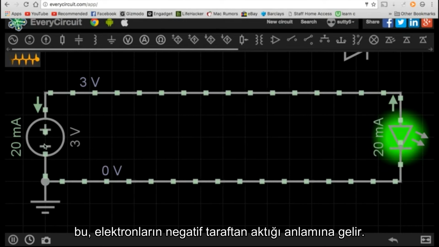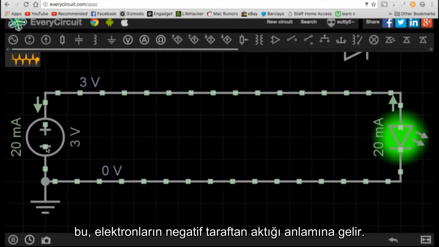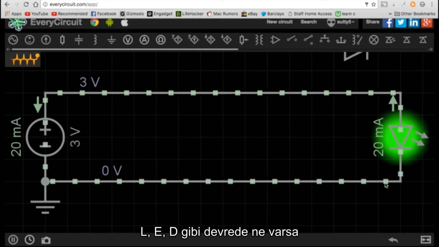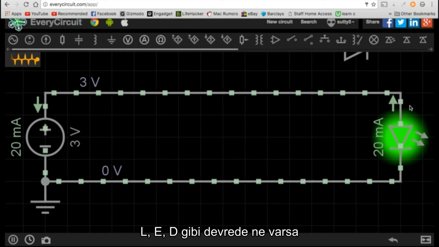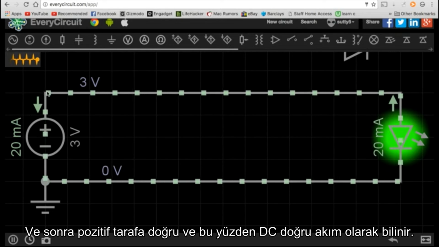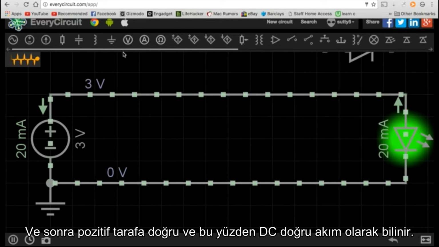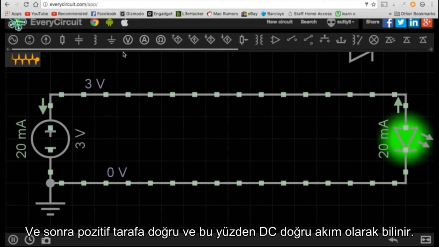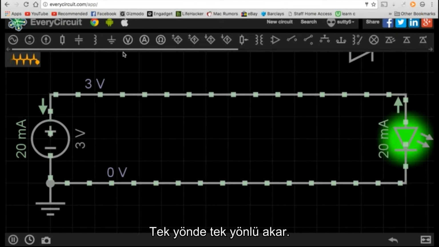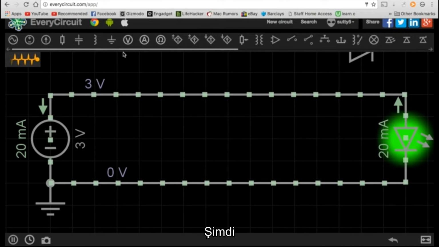So that means that the electrons flow from the negative side through whatever is in the circuit, such as an LED, and then towards the positive side. And that's why DC is known as direct current. It flows one way in one direction.